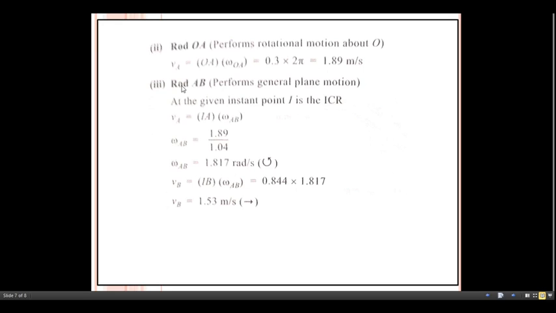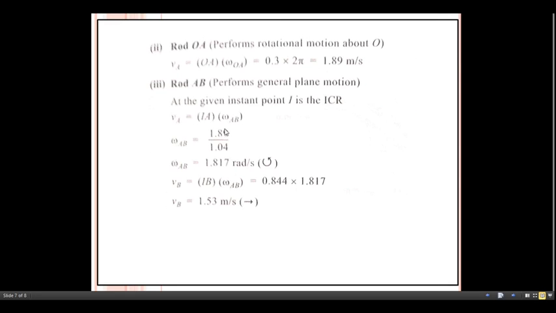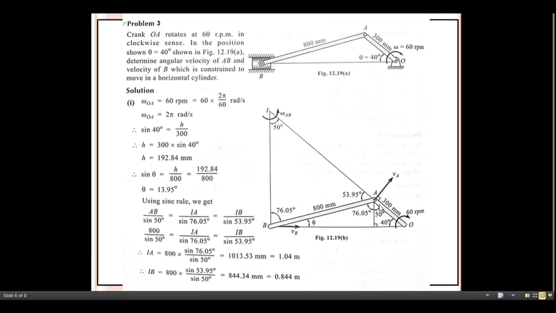What about the rod AB? Rod AB performs the general plane motion. Now just focus on the A end of rod AB and the B end of rod AB. With respect to the A end, write the formula: VA equals IA multiplied by omega AB. Now don't confuse the formula written in the previous case and in the next case. Whenever any rod possesses the general plane motion, you need to consider the distance away from that particular link or outside of that particular mechanism.